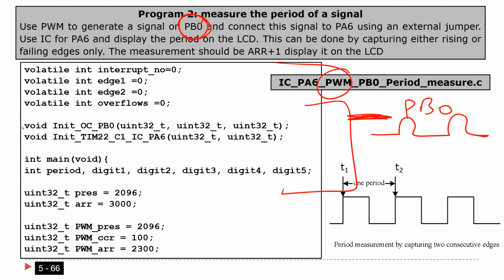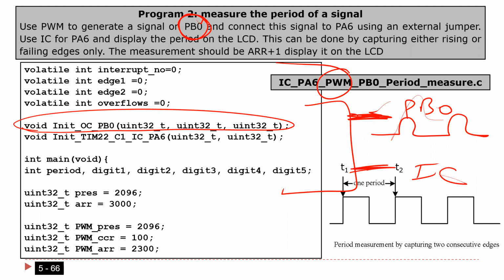So here, one pin is going to generate a signal like this one. One pin is going to be input capture, which is PD6. You need to connect an external wire. Don't forget it. Otherwise, it's not going to work, right? One pin is going to generate the signal, one pin is going to measure. You have to connect an external wire between PB0 and PD6. This program is going to continuously measure, and it's going to display the measurement on the LCD. And I was also playing with it.